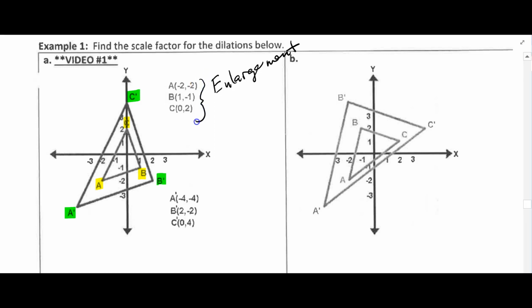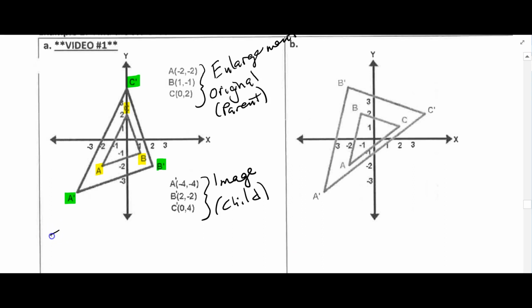So remember, sometimes we'll call this one the original, or maybe the parent. And this one here will be the image, or sometimes we'll call it the child. So our scale factor, we talked about last video, is a measurement from the image over a measurement from the original.